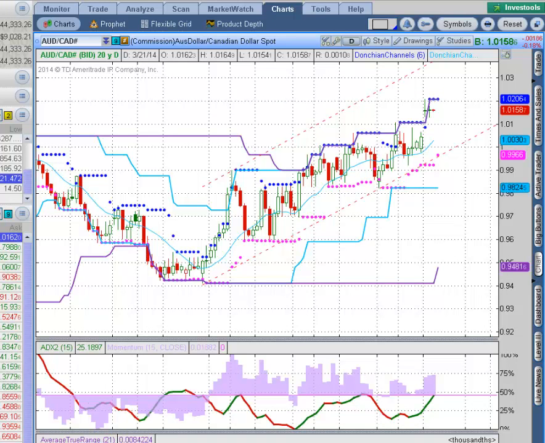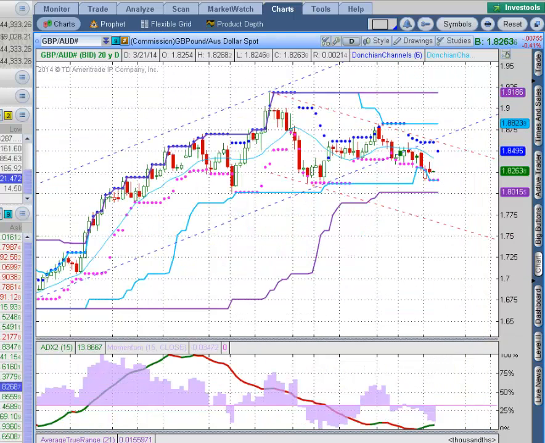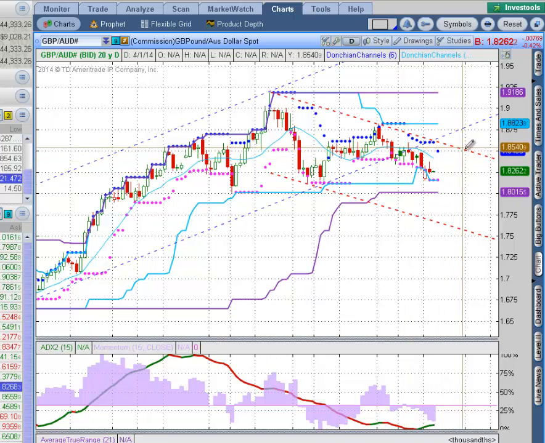Let's look at the price charts for our 4 qualified pairs. The first is the Aussie Canadian dollar. This has been in a medium-term uptrend channel. It would be a bullish trade. Here's the pound Aussie dollar. Price has broken through the bottom of this uptrend channel and has now formed a short-term downtrend channel. This would be a bearish trade.